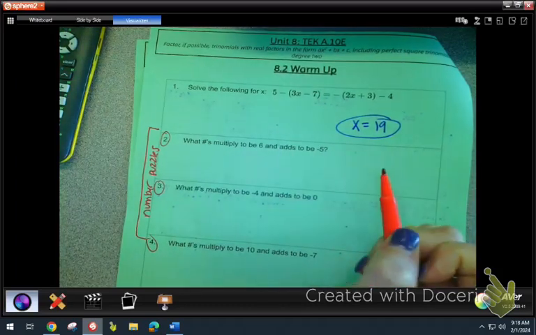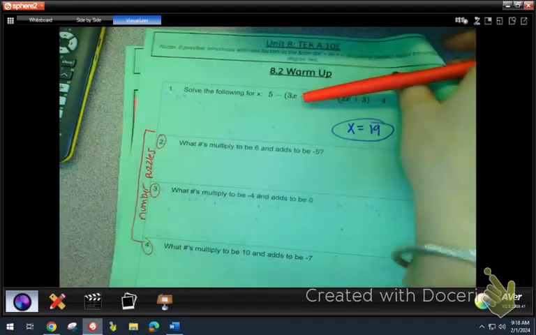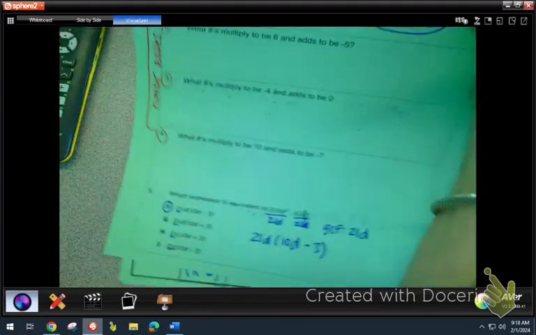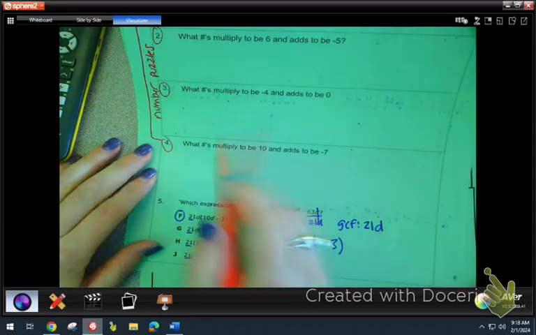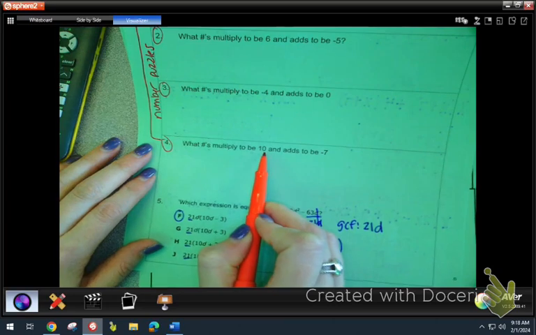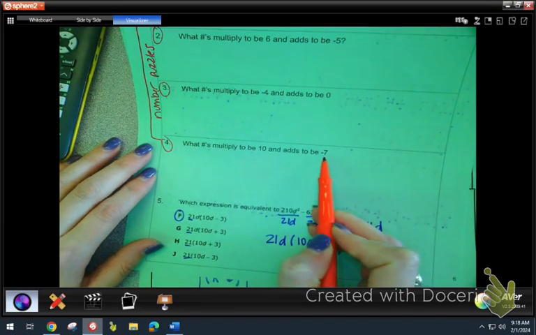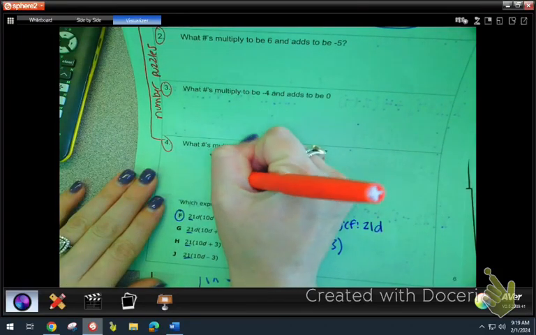Okay, I'll walk you through this first one. Actually, let's do this one. Let's do number 4. Okay? You're playing a game. What numbers multiply to be 10 and add to be -7? Okay? So here's how I think about it. I'm just going to show you what I do. It's an X thing. Okay?